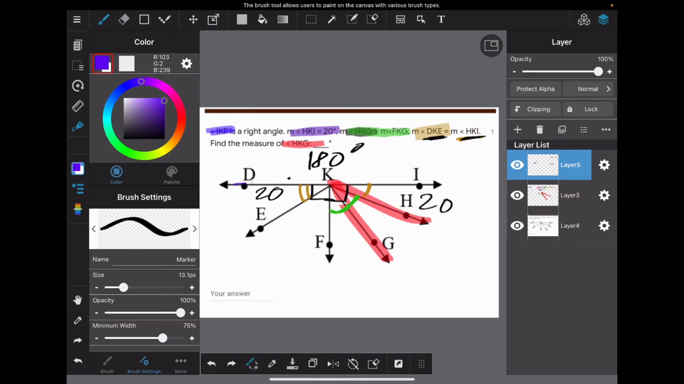Well, since we know that DKF is 90 and that DKE is 20, we can subtract 90 minus 20 to get 70. So now we know that EKF over here is 70.